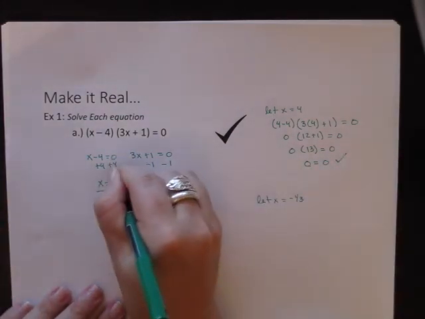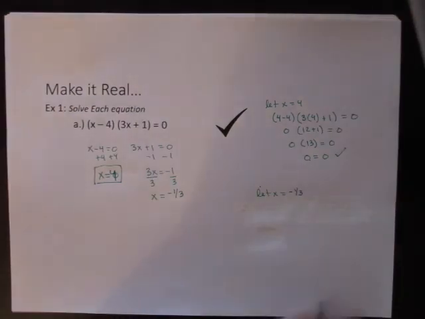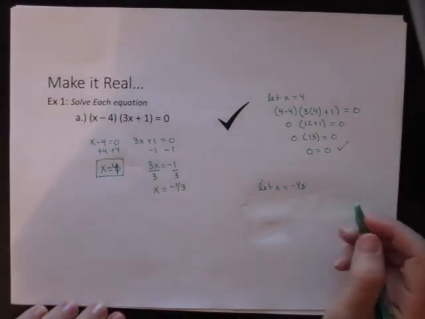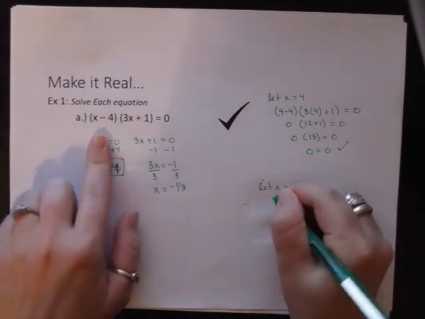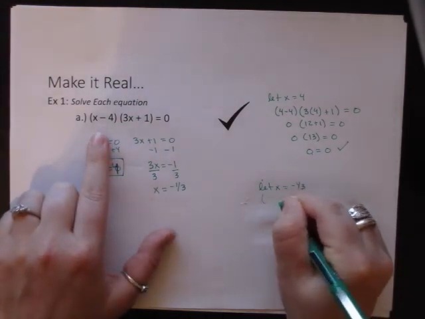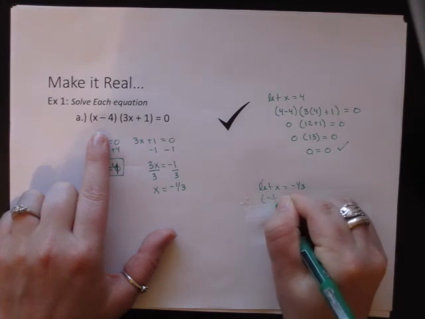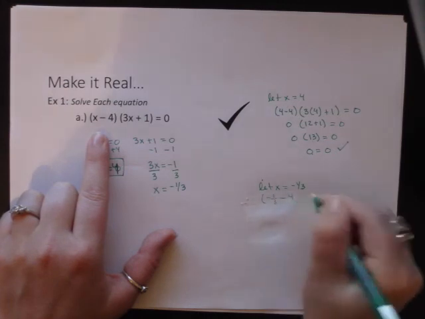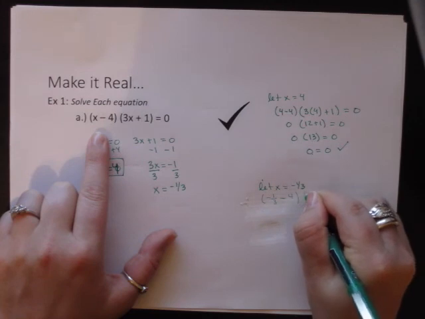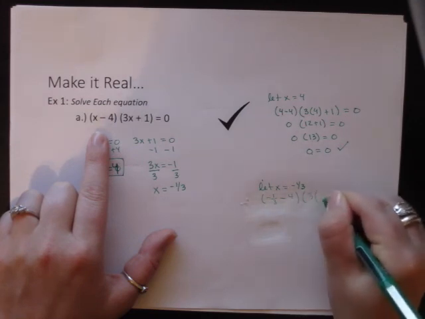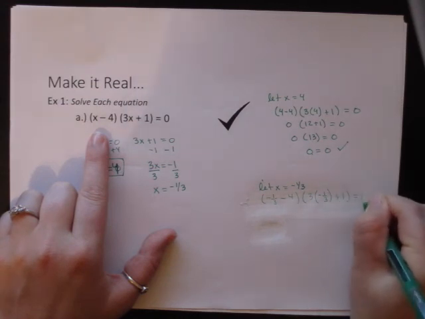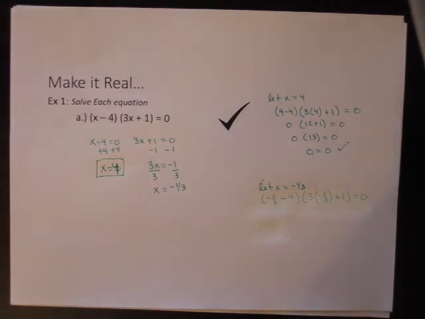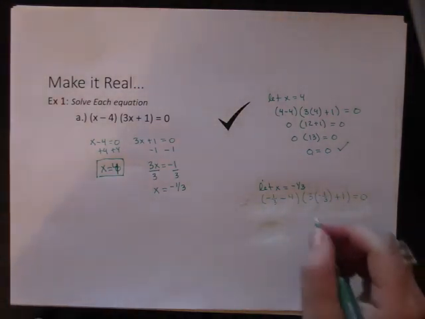I come over and I box my answer. All right, now I'm going to let x equal negative 1/3. So first thing I've got to do is wherever I see x in the original equation, I've got to plug in negative 1/3. So I've got negative 1/3 minus 4 times 3 times negative 1/3 plus 1 equals 0. Now you totally can use your calculator to be able to solve this, but I'm going to show you how to do it by hand.